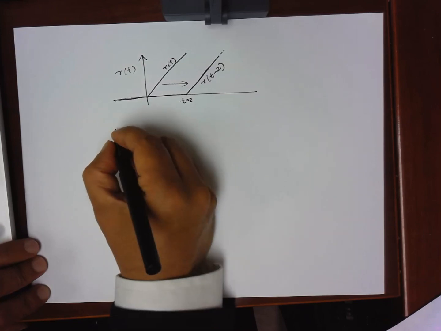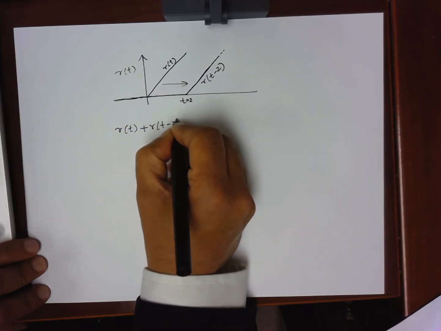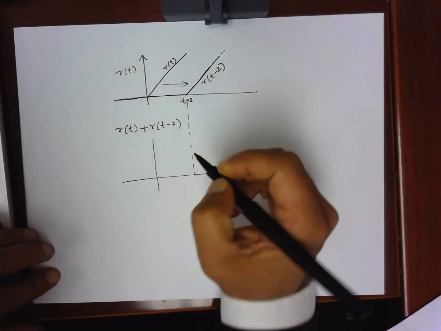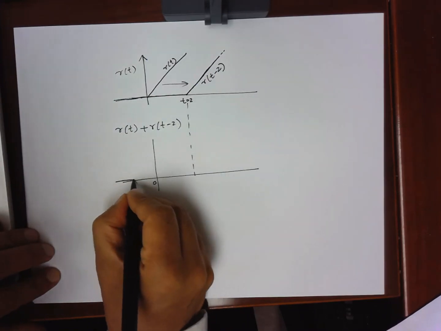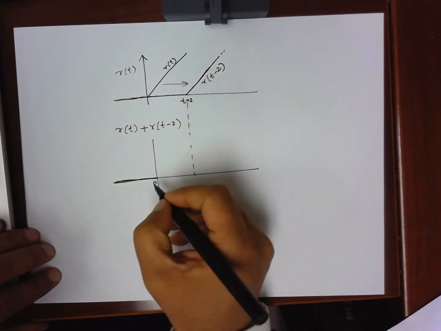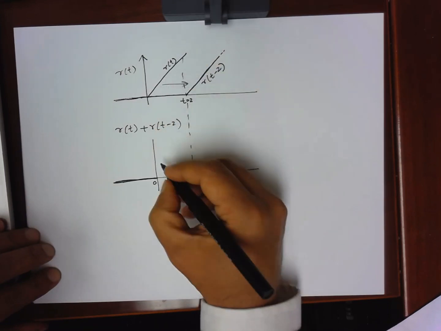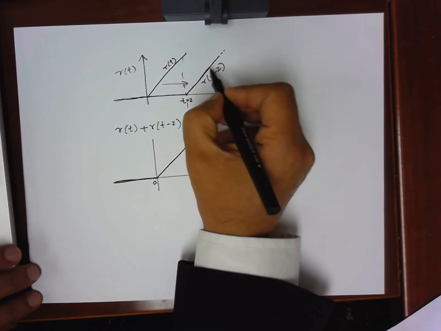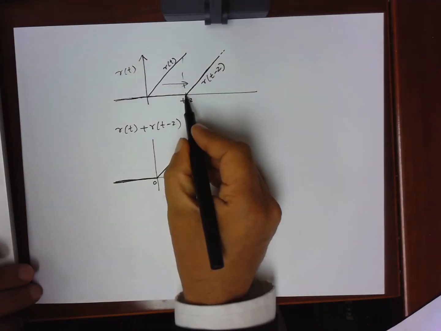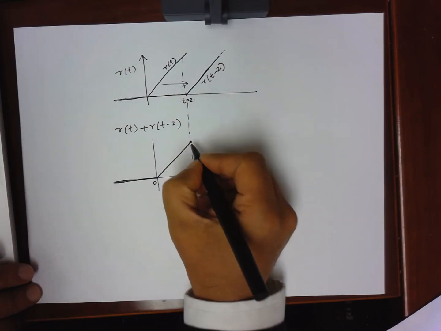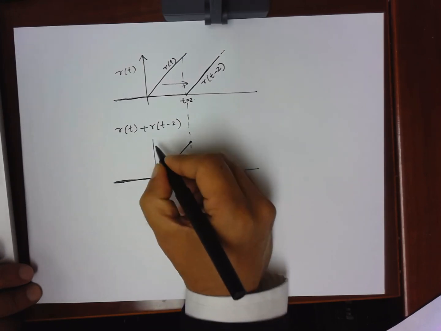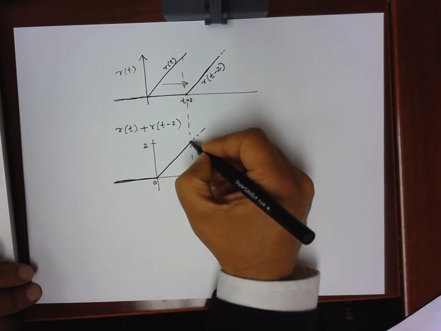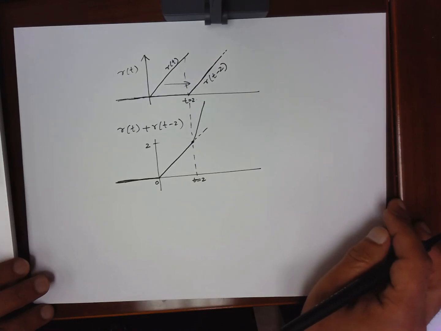Now let's see what happens if we do r of t plus r of t minus 2. We get a new waveform, and the way to plot it is to watch these two. From minus infinity to 0, both waveforms are 0, so this part is just 0. Between t equal to 0 and t equal to 2, we only have r of t, so the sum is the same as r of t. At t equal to 2, the shifted ramp is still 0, so the sum is still equal to 2. Beyond this, it increases in slope: instead of going like that, it goes like that. That's the waveform we get by adding these two.